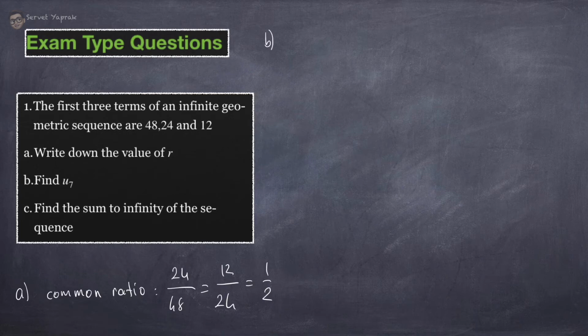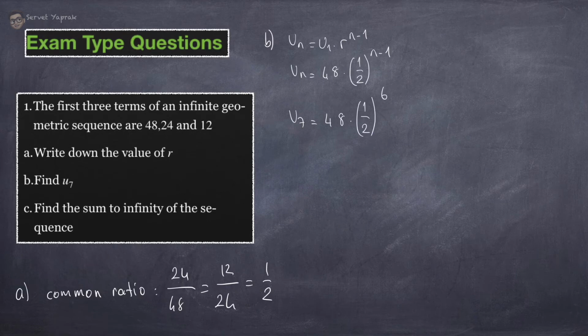which asks seventh term. We will use the nth term formula, u1 times r to the power of n minus 1. So un equals 48 times 1 over 2 to the power of n minus 1. Now let's substitute 7. So u7 equals 48 times 1 over 2 to the power of 6. And the result is 3/4 or 0.75.